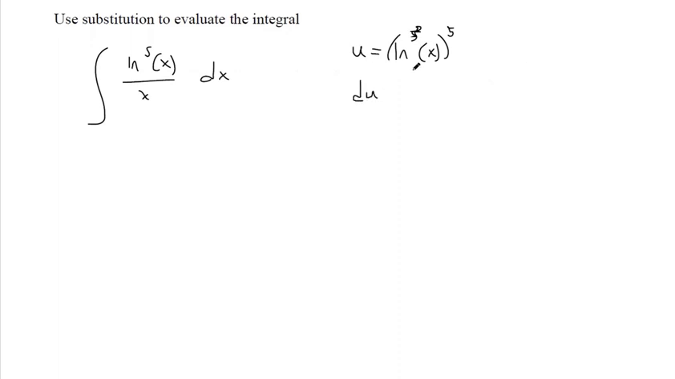So if that's my u, then du is going to be 5 natural log x to the fourth power, right? The power comes down and then gets reduced by 1. But then I need to multiply it by a derivative of the innermost function. The derivative of natural log of x is 1 over x. Okay? So you might think, well, yeah, we kind of have a natural log x to the fourth. This is x to the fifth, so we can just take 4 out of them.